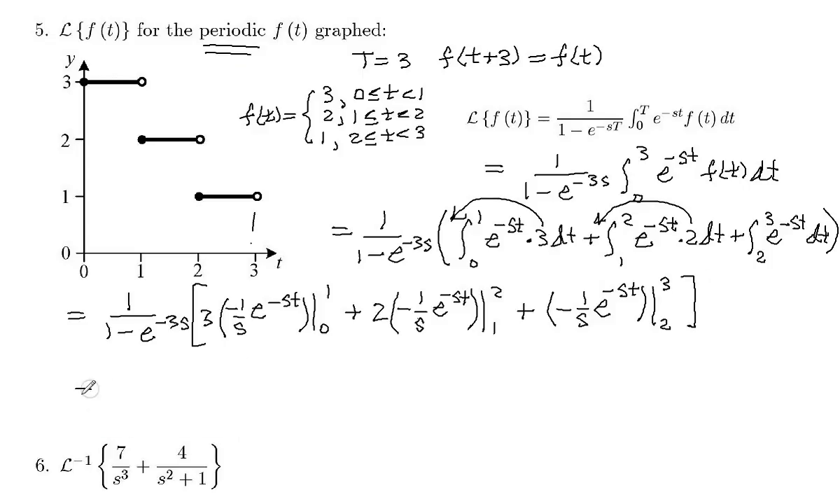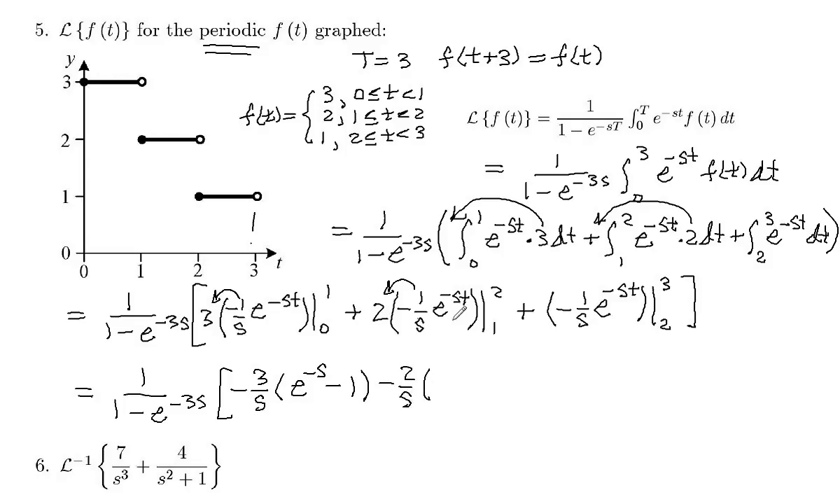And so this will be out in front, we still got our 1 over 1 minus e to the negative 3s. And now this negative s, we can factor that out of the evaluation, put it with the 3. So this will be negative 3 over s. And now just plug the 1 and the 0 in for t just in this part, e to the negative st. So e to the negative s times 1 would be e to the negative s, minus, plug in 0 for t, e to the 0 is 1. Take this negative 1 over s and bring it out with the 2, so it would be minus 2 over s.